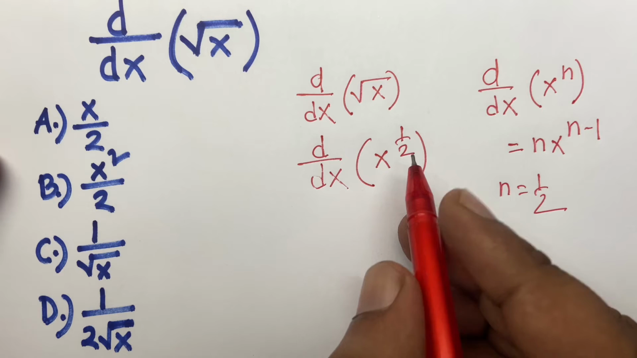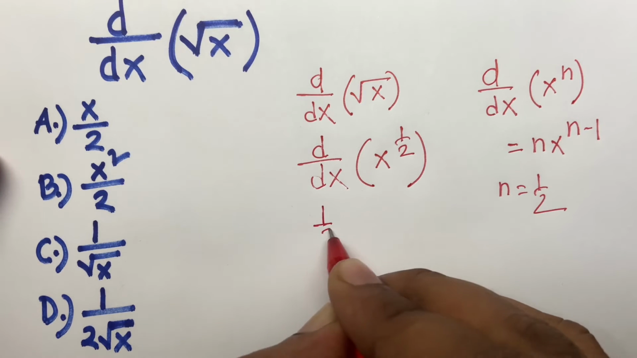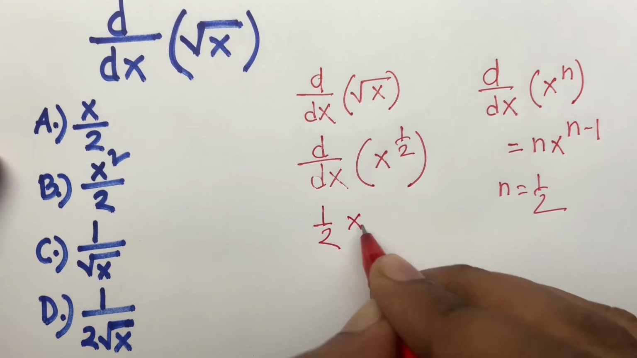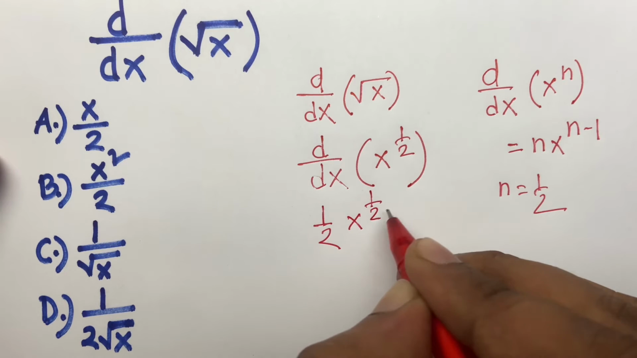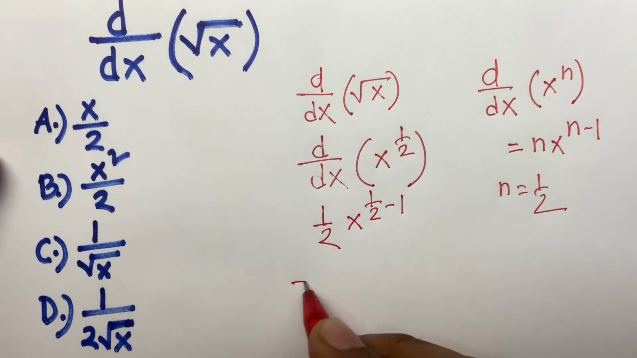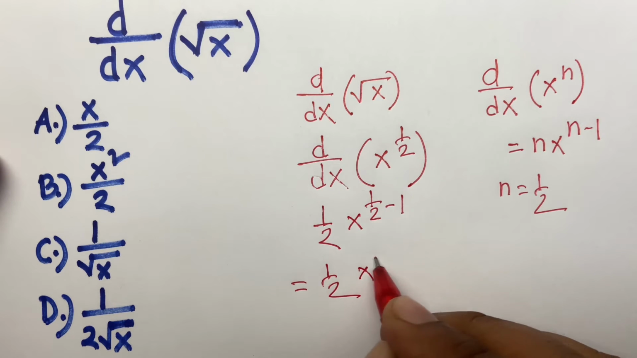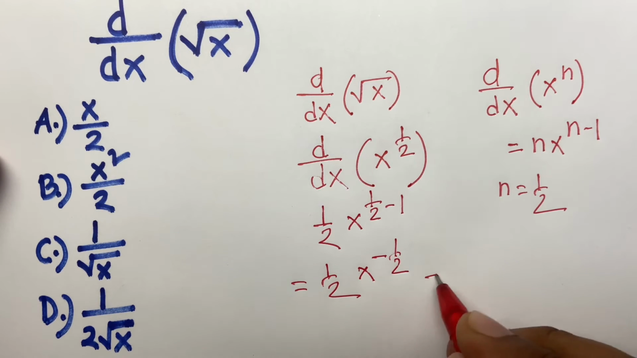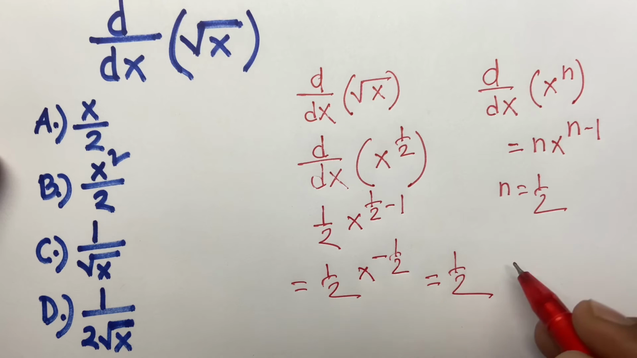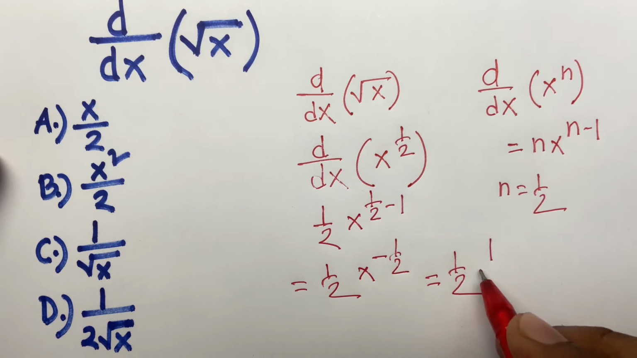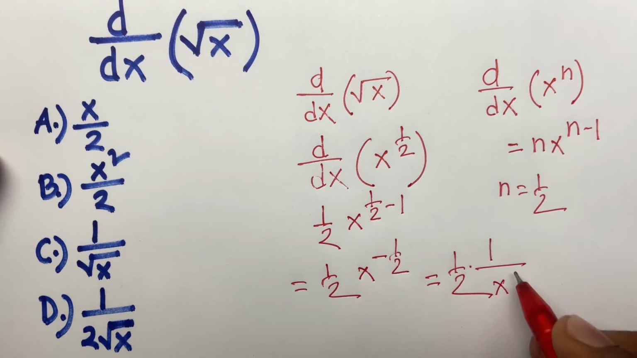So here n is half. This time I can say half x to the power n minus 1. Now half x to the power half minus 1 is equal to half x to the power minus half. Now I can say here is half, and now 1 over x to the power half.